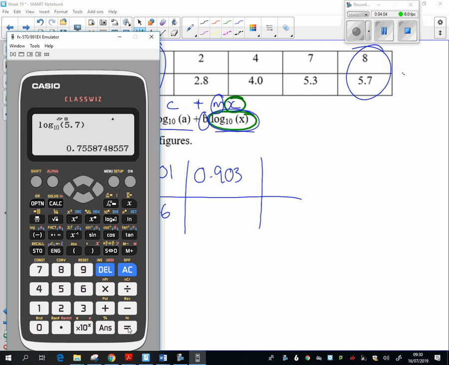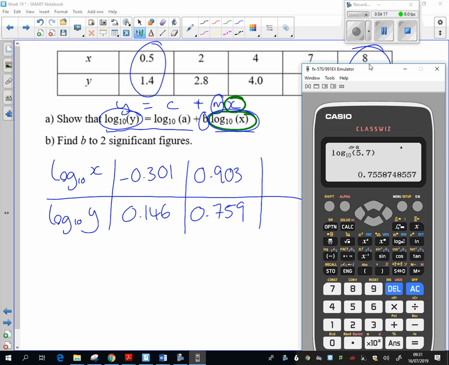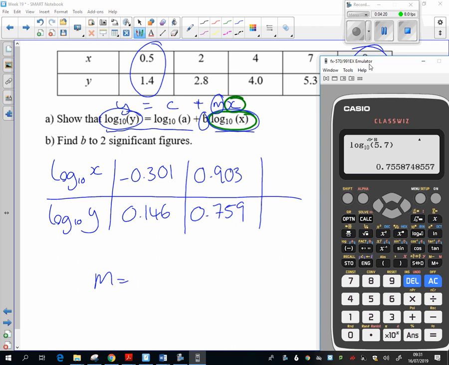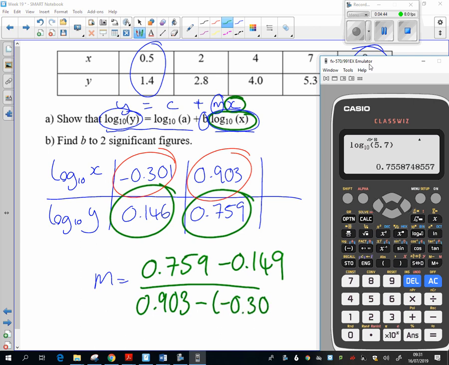Okay, so if you look on the handwritten solutions, we have got the whole table of values, but actually to calculate the gradient, I will just do the two furthermost values. So the gradient is going to be the change in log to the base 10 of y, because that's my y coordinate, over the change in log to the base 10 of x, so 0.903 minus 0.301. So let's just quickly type that in.